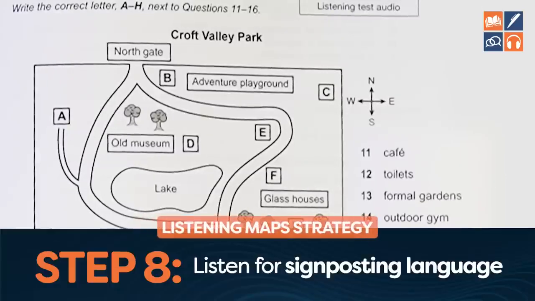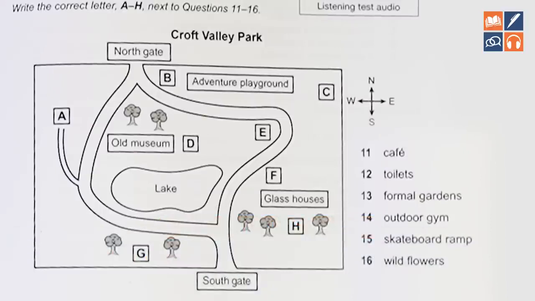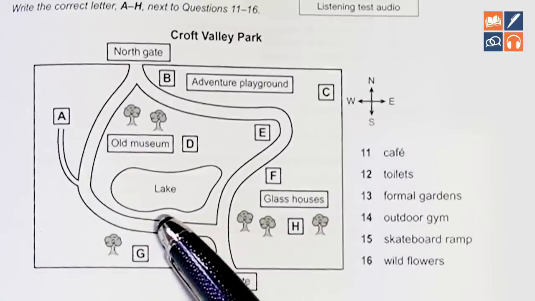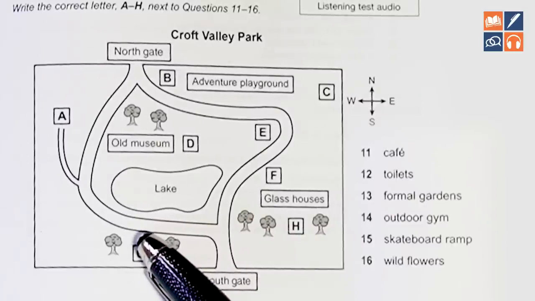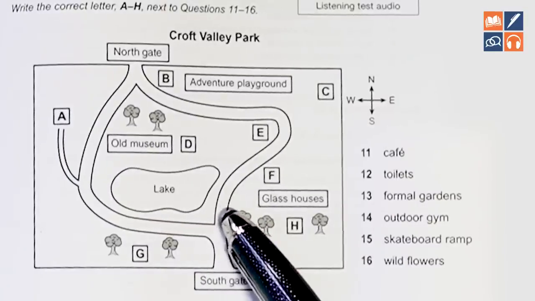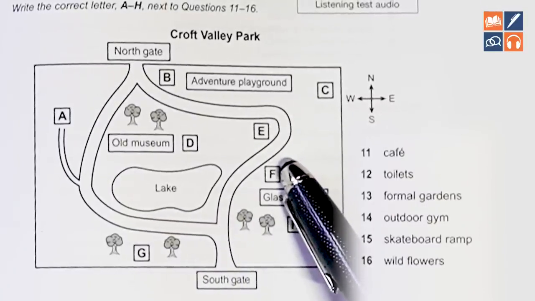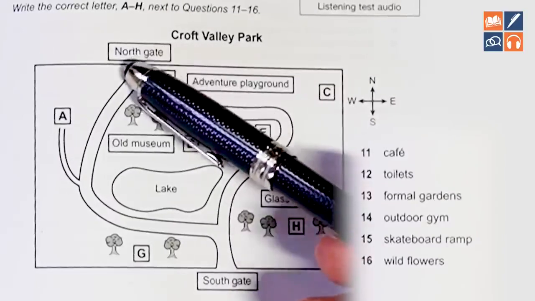The next thing to be aware of is signposting language. So signposting language is things like, let's start off at the south gate. They're little flags, little indications about where they are. So let's start off at the south gate, and if we go to the left here, you will see the beautiful lake. Now let's go back. So they're going back here, and let's go past the glass house. Let's finish off at the north gate.